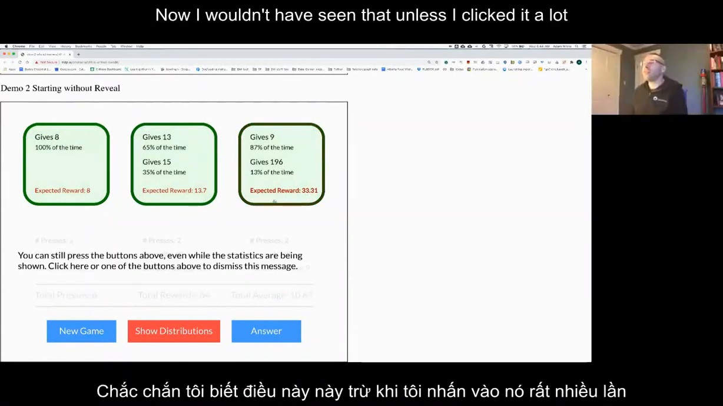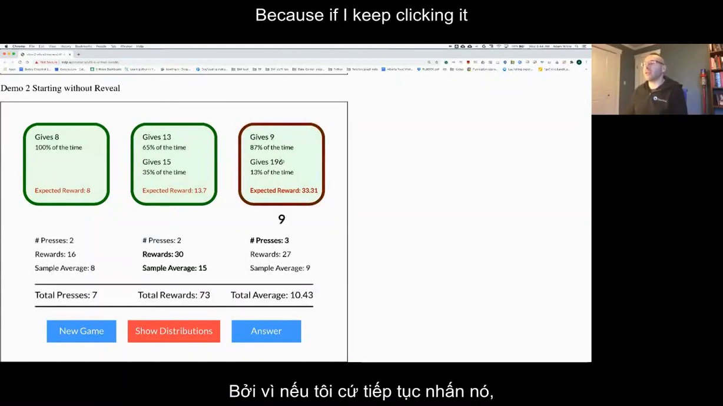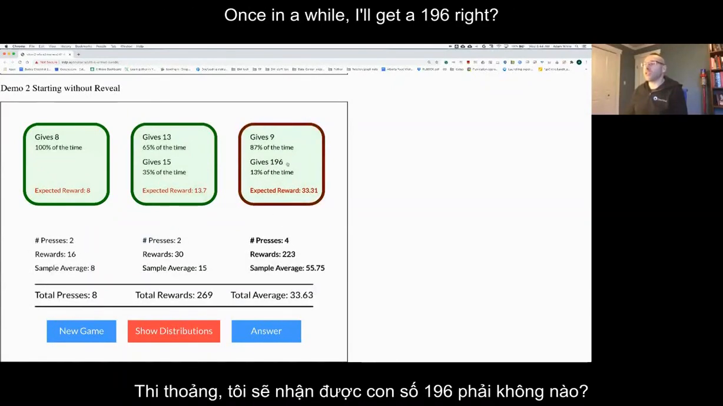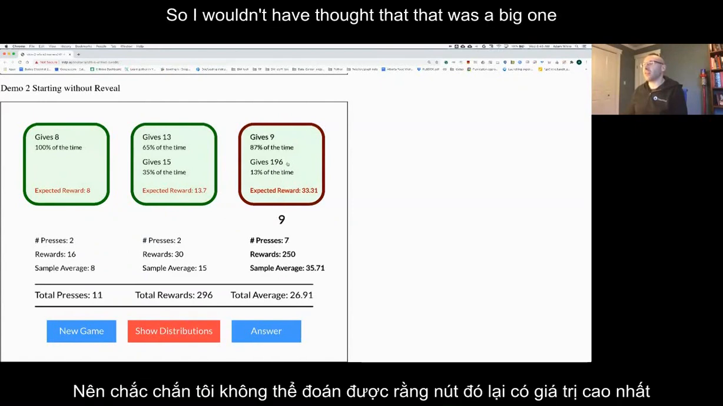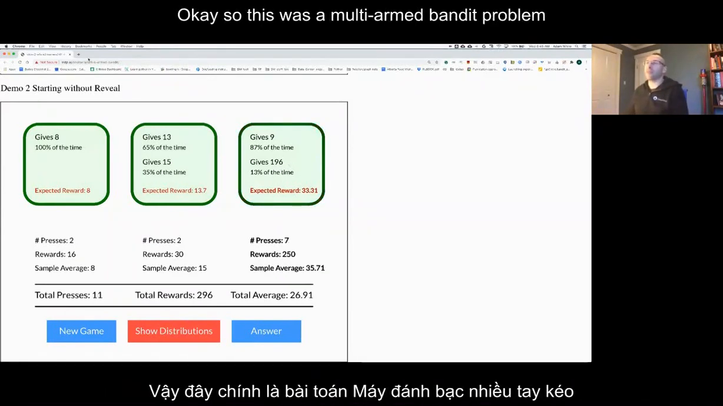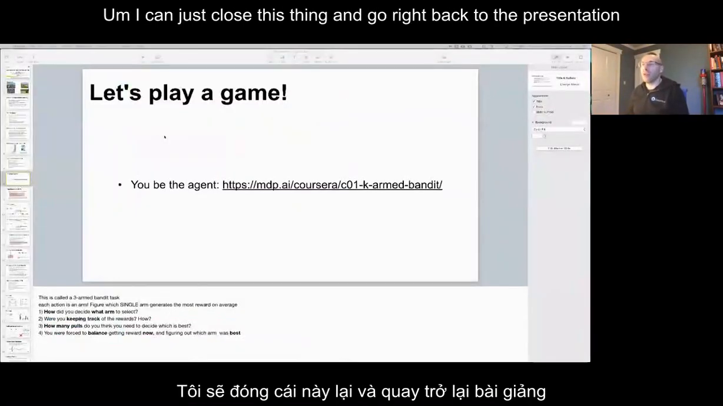Now, I wouldn't have seen that unless I clicked it a lot, because if I keep clicking it, I'm going to get a lot of 9s. Once in a while, I'll get a 196, right? So I wouldn't have thought that that was a big one. Okay, so this was a multi-arm bandit problem. I can just close this thing and go right back to the presentation.